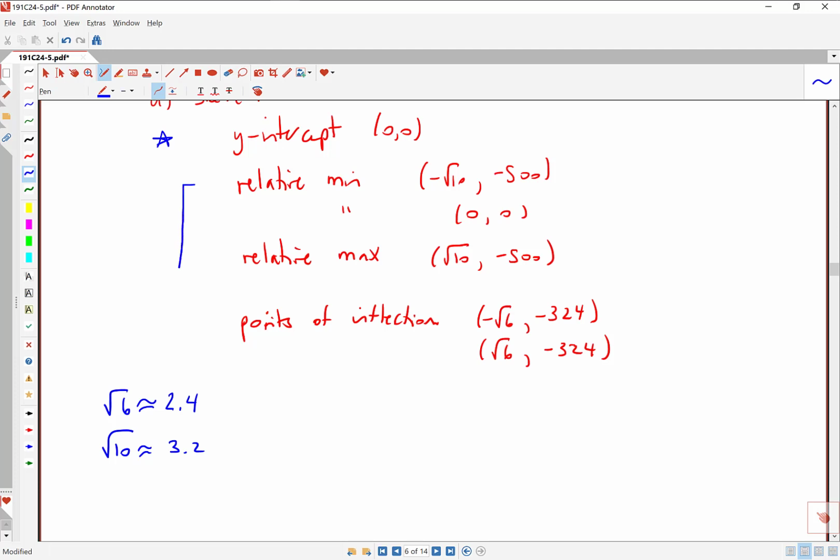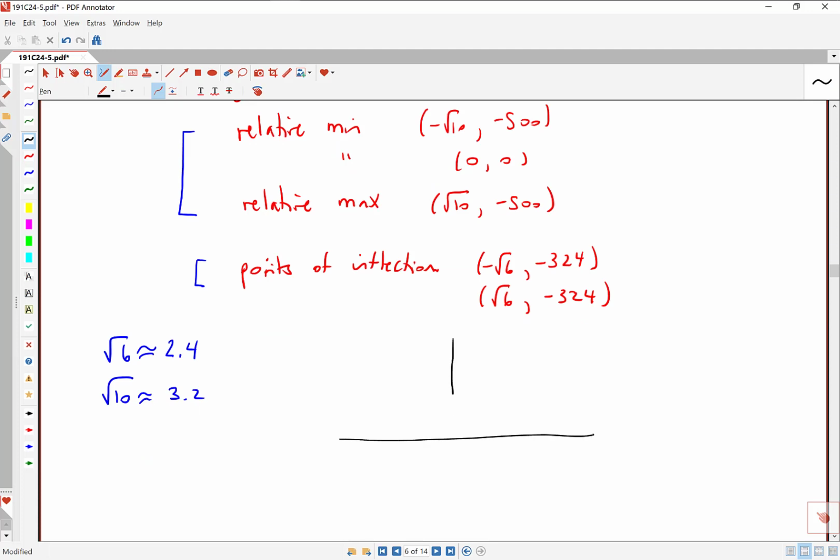The relative min, relative max was all about the first derivative, and then the points of inflection were all about the second derivative. So we've got 3 parts there that we had calculated, and now we can put it all together into a nice picture.